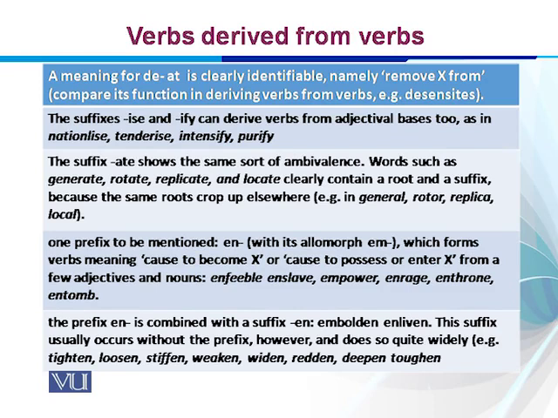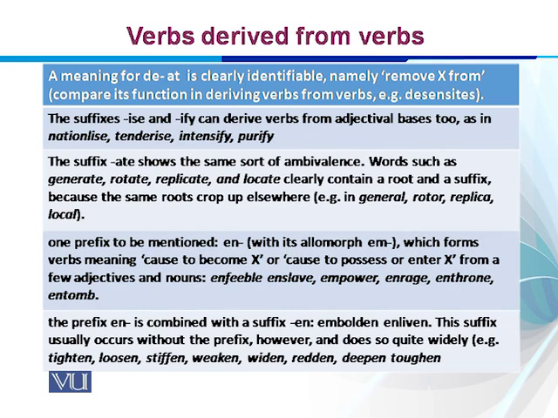Similarly, one prefix to be mentioned is en. That is very common. We make verbs with the help of this, with its variant em, right? That is, which forms verbs meaning cause to become X, cause to possess or enter X, for example, from a few adjectives: feeble, enfeeble, slave, enslave, power, empower. Similarly, the prefix en is combined with the suffix en, right? So bold, embolden, lively, enliven. So this is a very common process.